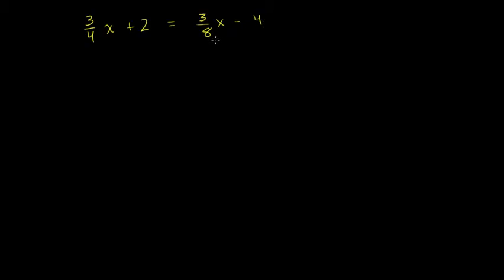So what I'm going to do right from the start of this video is to multiply both sides of this equation by some number so I can get rid of the fractions. And the best number to do it by, what is the smallest number that if I multiply both of these fractions by it, they won't be fractions anymore? They'll be whole numbers. And that smallest number is going to be 8. I'm going to multiply 8 times both sides of this equation.